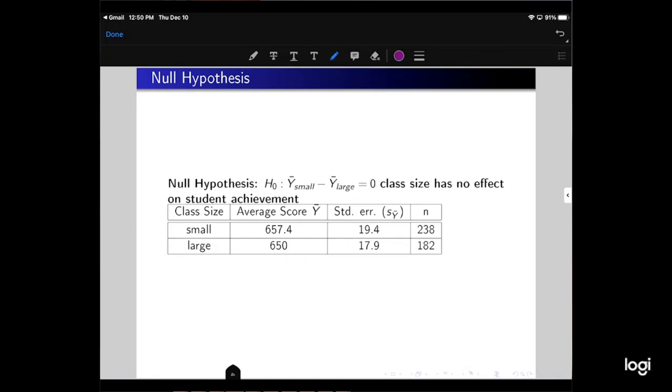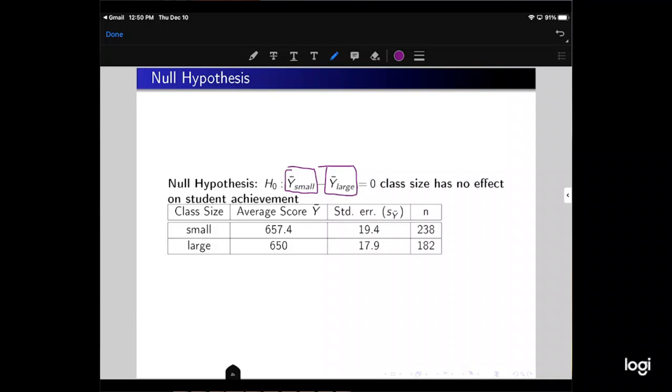Alright, the null hypothesis. Let's say we can divide up classes into small and large. And the null hypothesis is that the class size has no effect on student achievement, or there's no correlation between class size and student achievement. So we can write our null hypothesis as the average outcome, or the average score, y bar, for the small class sizes, that's this thing here, minus the average score for the large classes. The difference is equal to 0. So if there's no difference, that means the large and small classes have no relationship to test scores.